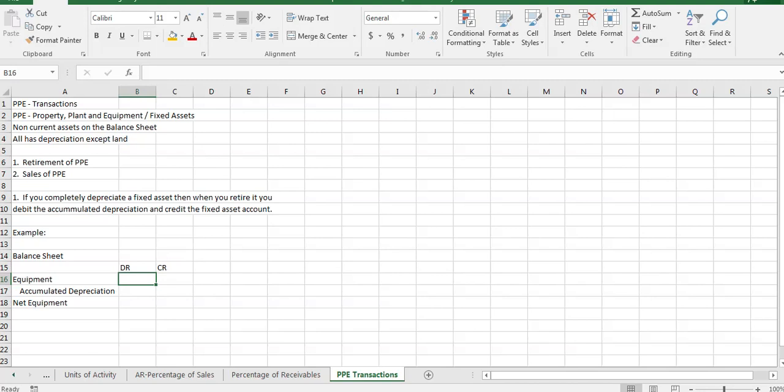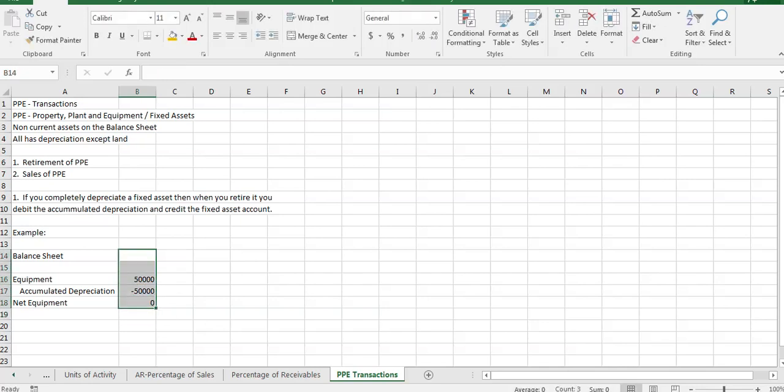You will have 50,000 on equipment, and then on the credit side, you will have the accumulated depreciation. Let me fix this. Since it is a balance sheet presentation, we don't need debit and credit. So in the balance sheet, we will subtract the accumulated depreciation from the equipment, and we will get a net equipment value of 0. The net equipment value of 0 is basically the book value.